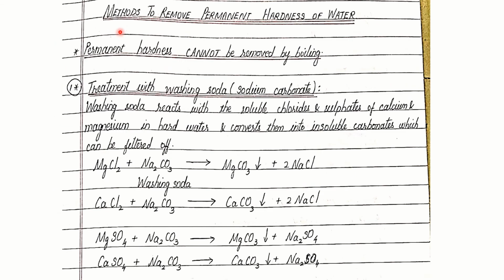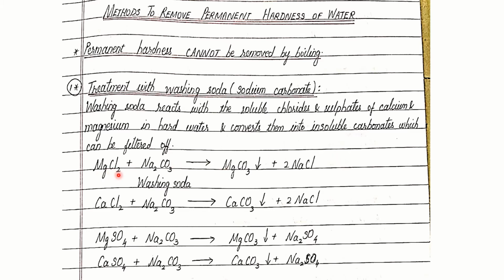Let us now understand the methods to remove permanent hardness of water. Permanent hardness cannot be removed by boiling, but it can be removed by treating hard water with washing soda. Washing soda is nothing but sodium carbonate. Washing soda reacts with the soluble chlorides and sulfates of calcium and magnesium in hard water and converts them into insoluble carbonates, which are precipitated, and they can be filtered off easily.